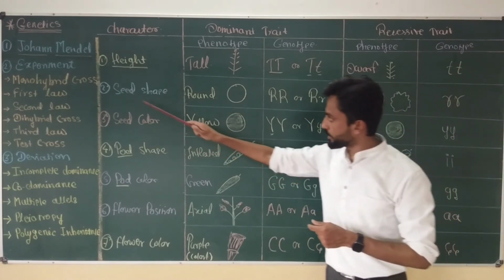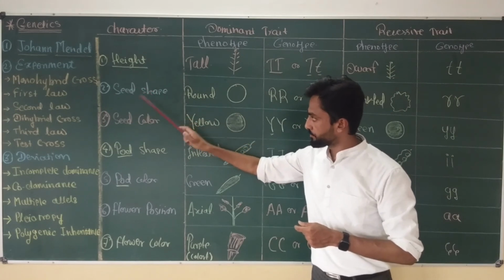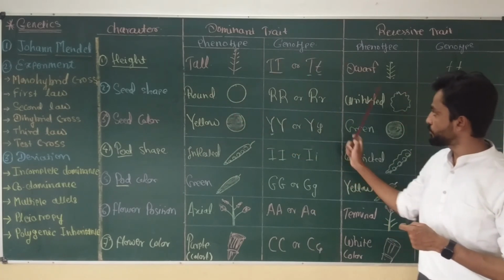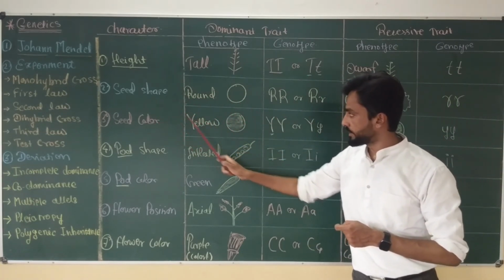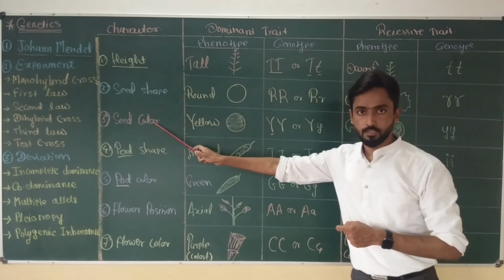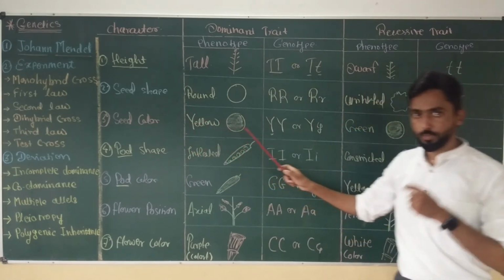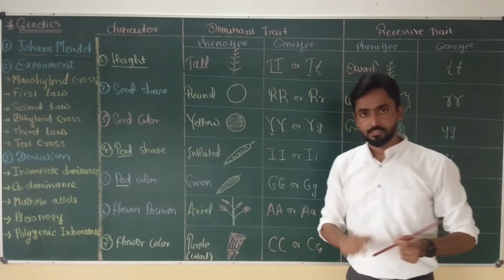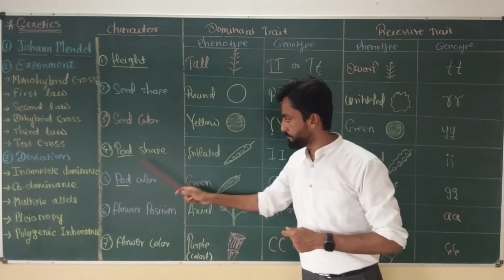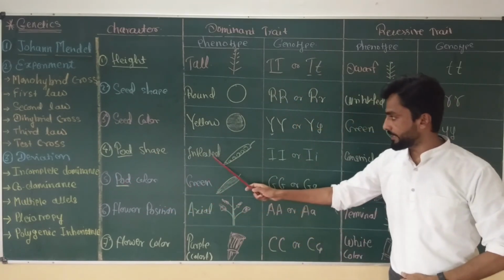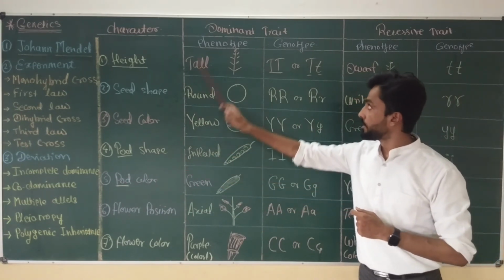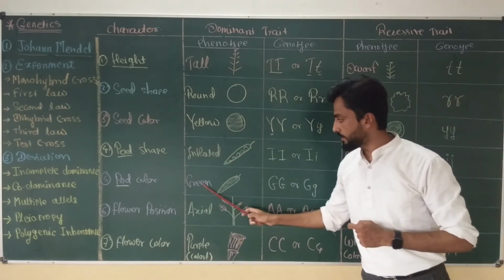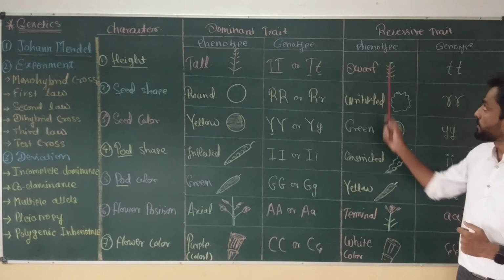Then the next two characters are related to seed shape and seed color. Round and wrinkled are the dominant and recessive forms of the seed shape, while yellow and green are related to seed color. Yellow is the dominating trait, and green is the recessive trait. Then characters number 4 and 5 are related to the pod. First is pod shape and the second is pod color. Inflated and constricted are the pod shapes, dominant and recessive respectively, while the pod colors are green for dominant and yellow for recessive.